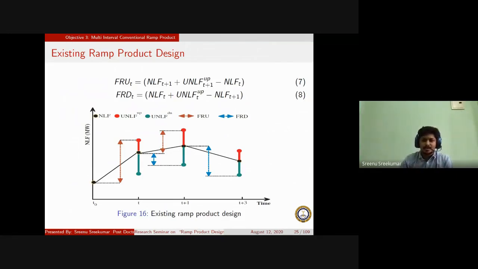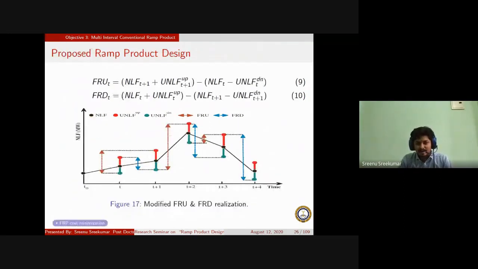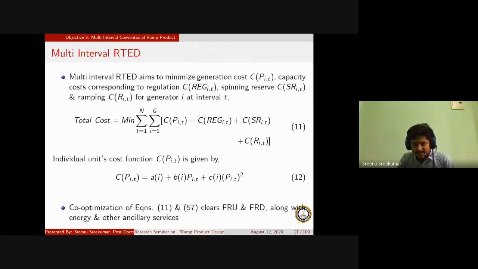So this figure is the proposed FRP. Here both start and end time uncertainty is considered. If you consider T and T+1, uncertainty here as well as here is also considered. And equations 9 and 10 give the modified FRP design. And multi-interval RTED aims to minimize the generation cost and capacity cost corresponding to regulation, spinning reserve, and conventional ramping cost. And it is a simple economic dispatch problem.